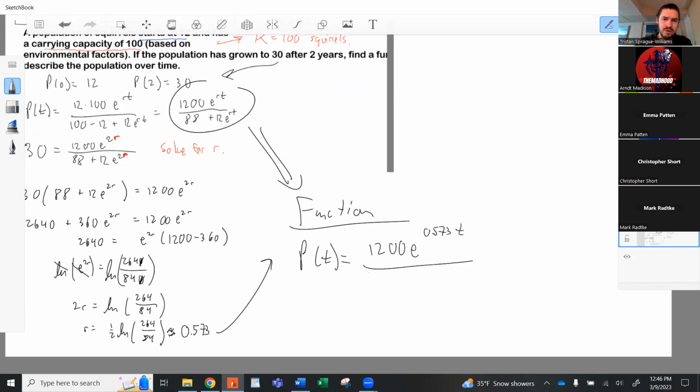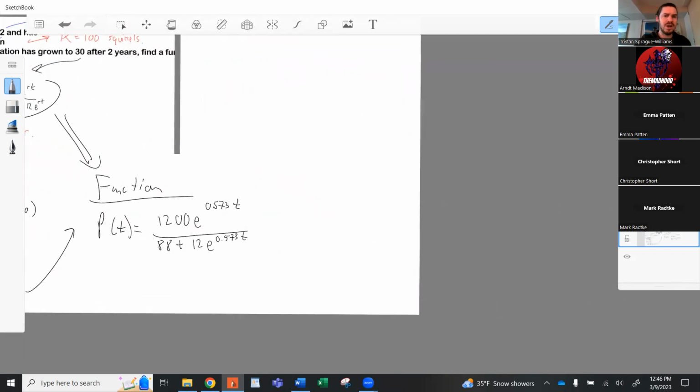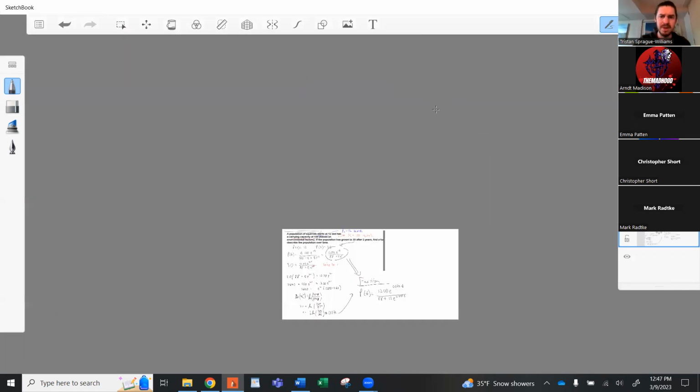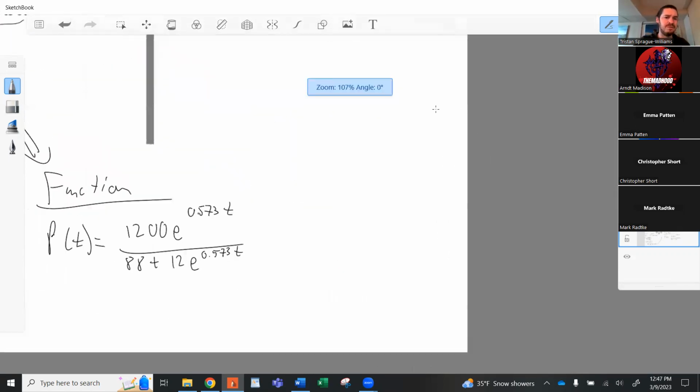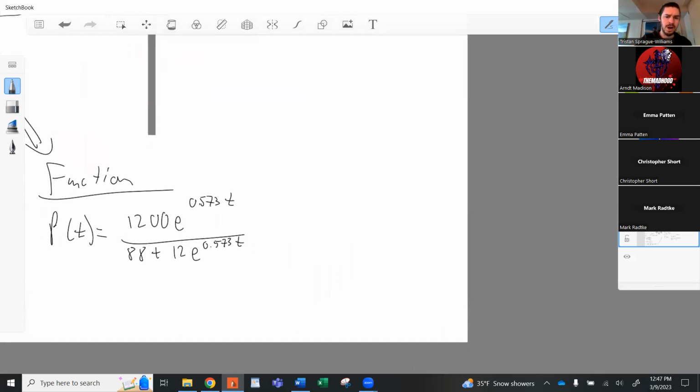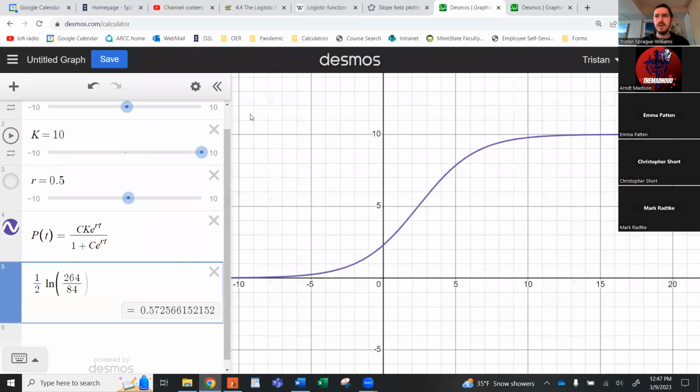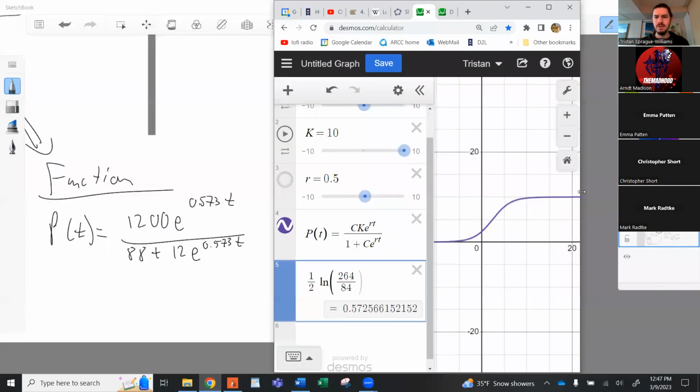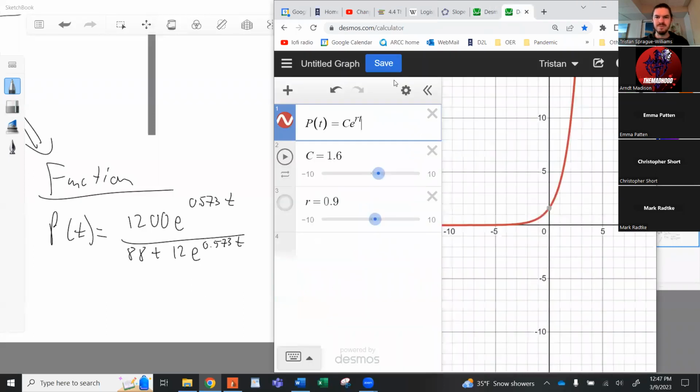And now I'm really interested to graph this and just see if it looks right. I'm pretty sure it will. But let's graph it and see. It should have the correct carrying capacity. It should have the correct initial population. And then we can check to see if it passes through the right data point, where after 2 years, it hits 30 squirrels.